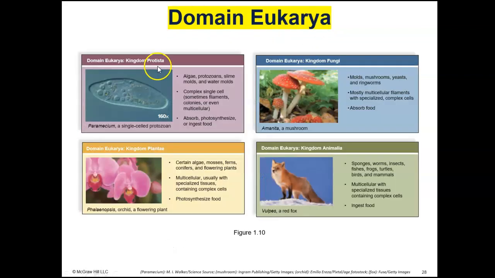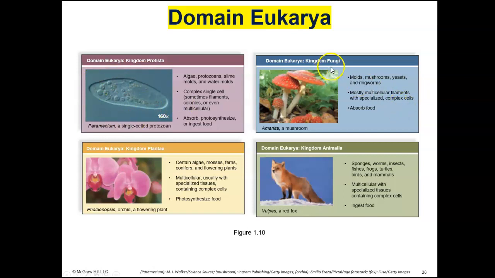All right, then we have the 4 kingdoms within the domain Eukarya. The kingdom Protista includes the algae, protozoans, slime molds, and water molds. They can be complex single-celled organisms, or they can grow as filaments, colonies, or they can be multicellular, like multicellular algae. They absorb, photosynthesize, or ingest food. They have different ways of obtaining food. What you're seeing here is a picture of a paramecium, which is a single-celled protozoan.